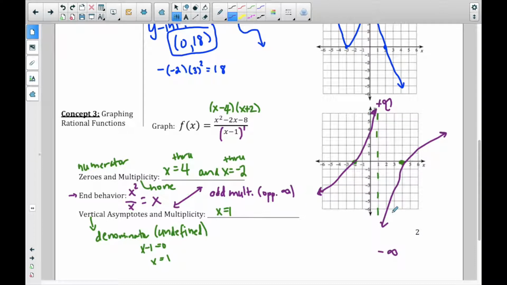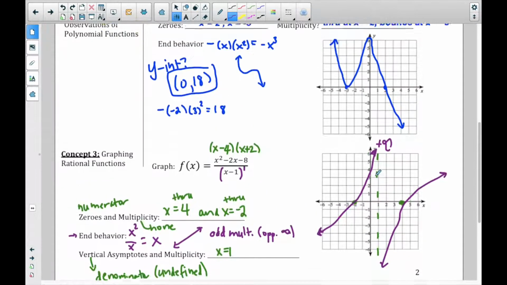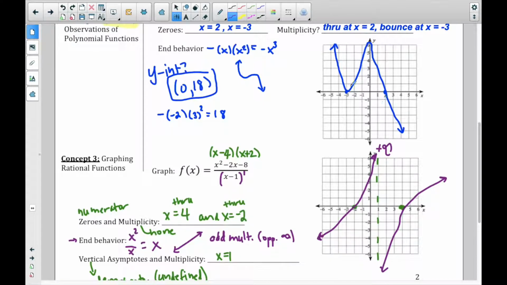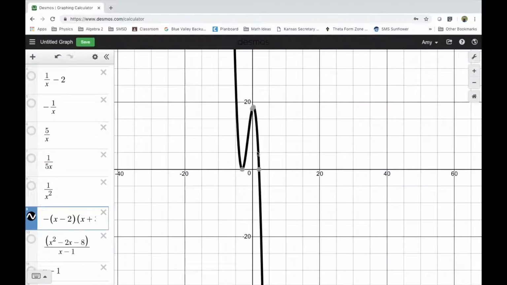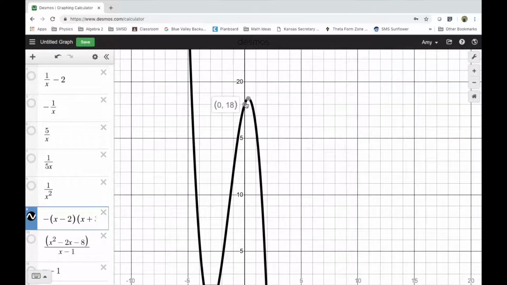Let me show you on Desmos what that looks like. I'm actually going to back up and show you, first of all, the graph that we did up above here. Mine is in blue. I'll show you that on Desmos, and then I'll show you what we have down here. Okay, first of all, here is the graph from the polynomial. Remember that it had, I'm going to zoom in here, an x-intercept at 18. So there's our 0, 18, the y-intercept.